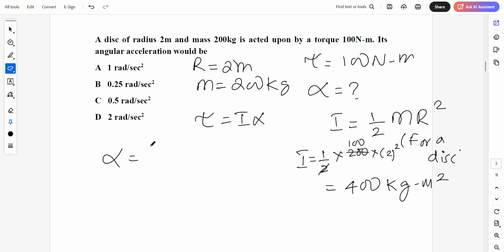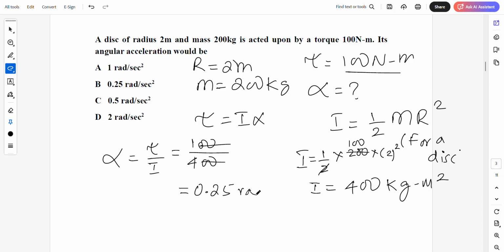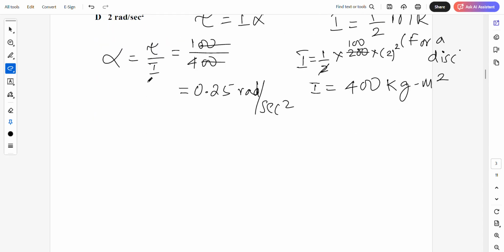Alpha is equal to tau by I. Tau is how much? They have given 100. 100 divided by I, which we calculated. I is how much? 400. 1 by 4 is how much? 0.25. What is the unit of angular acceleration? Radian per second square. Hope you have understood. This is the correct answer. Next problem we will see.